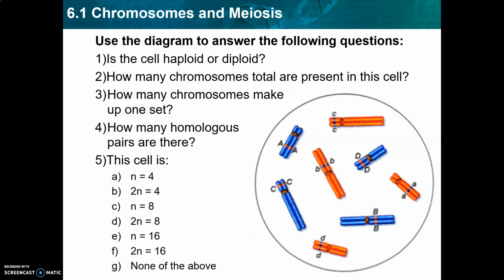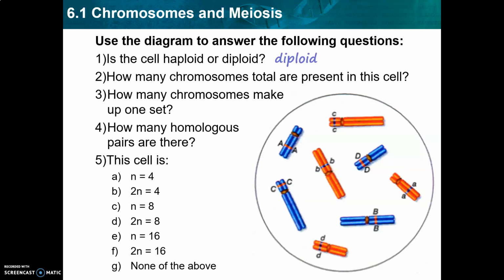Okay, now let's look at the answers to these questions. Number 1, is the cell haploid or diploid? This is going to be a diploid cell. And how do I know? There are 2 copies of each kind of chromosome. So notice that there's 2 of these really large chromosomes that have gene B. There's 2 of these smaller chromosomes with gene A. There are 2 that have gene C, and there are 2 that have gene D. So all of our chromosomes are occurring in pairs. That makes this a diploid cell.